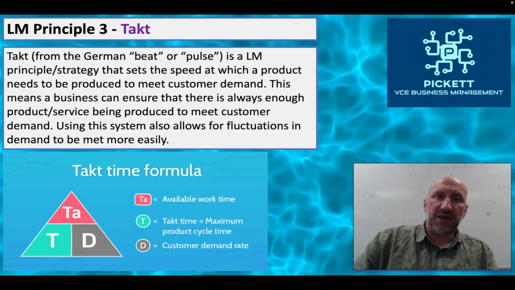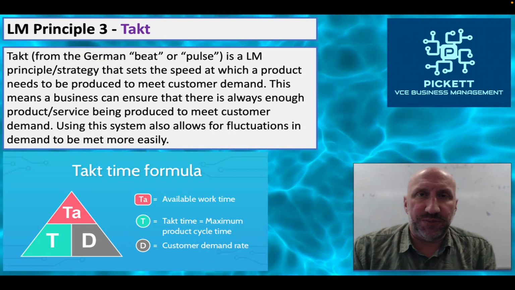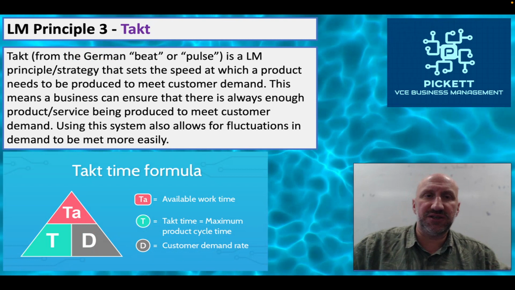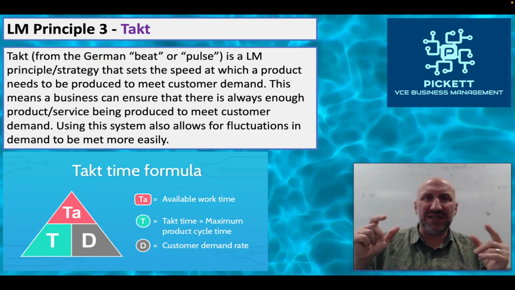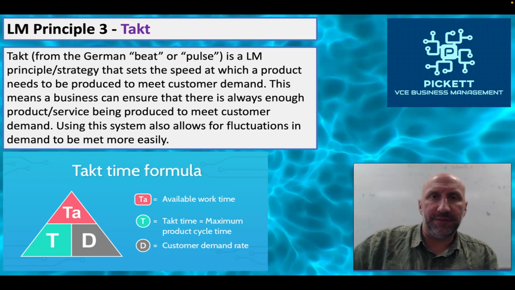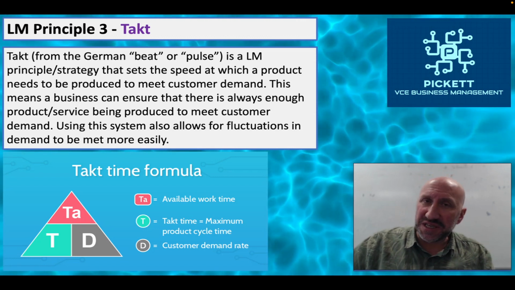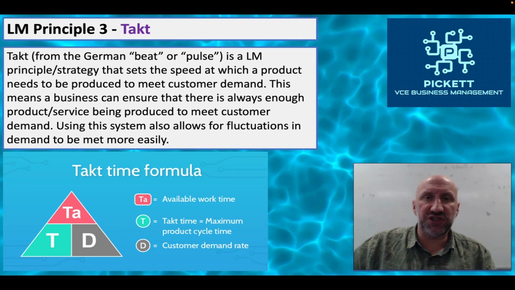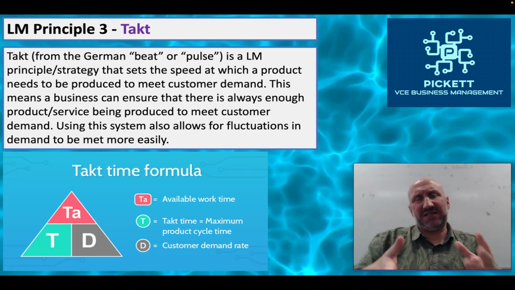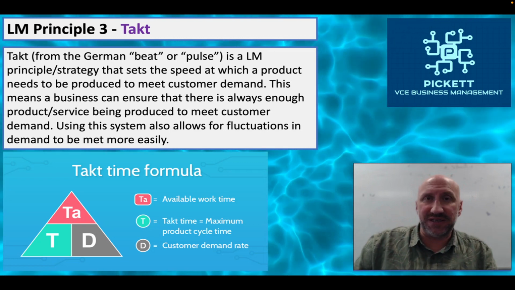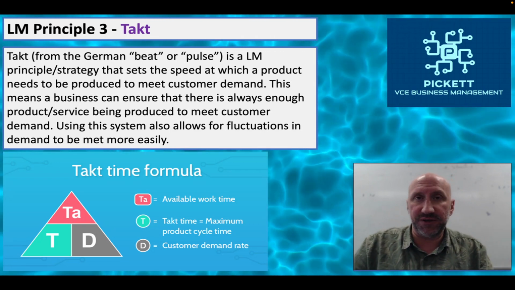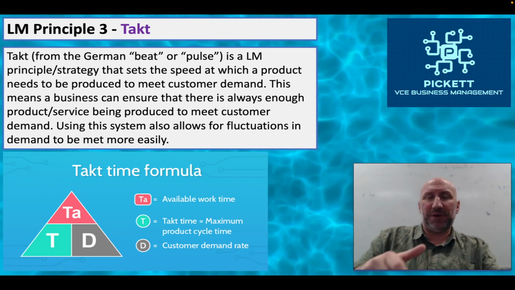Okay. Your third principle of lean management, Takt. Takt is taken from a German word for beat or pulse, kind of a music-derived term. So this is a principle, or a strategy, really linked to one piece flow. This is the part of it that sets the speed at which the product needs to be produced to meet customer demand.